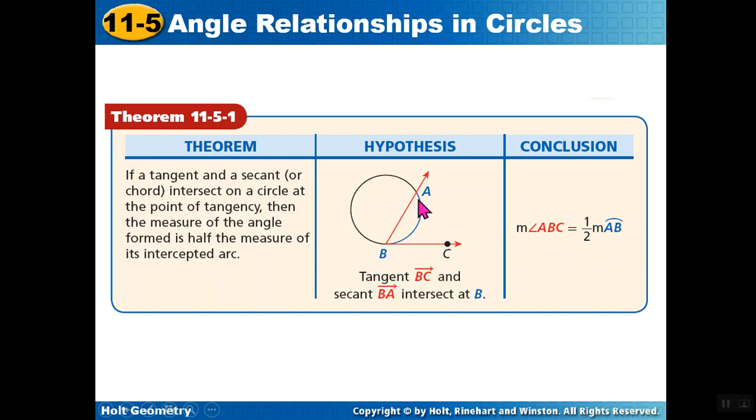It means if the measure of the arc AB, for example, is 60, then the measure of this angle is 30. If measure of this arc is 100, then measure of the angle is 50. If this angle's measure here is, let's say, 20 degrees, then the measure of the arc is 40. I think the idea is clear. So the measure of the angle is half of the measure of the arc, or the measure of the arc is double the measure of this angle.